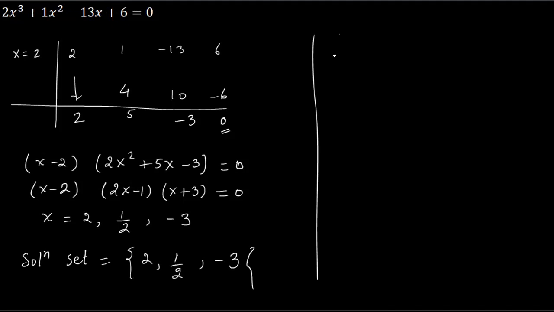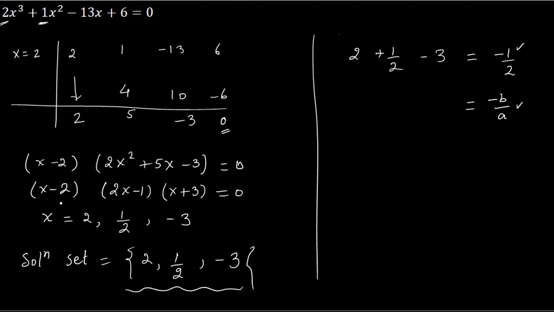How can we verify this answer? Simply add these zeros. So 2 plus 1 by 2 minus 3 is minus 1 by 2. And we can easily verify that minus b over a is basically minus the coefficient of x square upon the coefficient of x cube. So this is obviously minus b over a. So our answer is correct. These are the solution set of our polynomial and these are the factors of our polynomial.